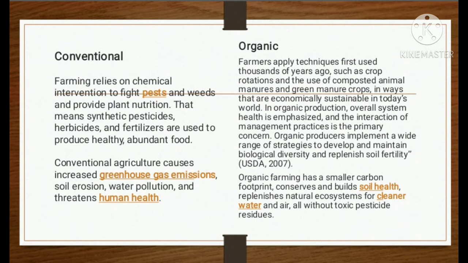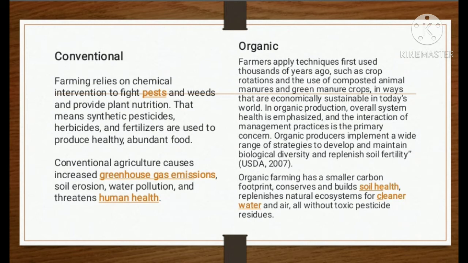While in organic, farmers apply techniques first used thousands of years ago, such as crop rotations and the use of composted animal manures and green manure crops in ways that are economically sustainable in today's world. In organic production, overall system health is emphasized, and the interaction of management practices is the primary concern. Organic producers implement a wide range of strategies to develop and maintain biological diversity and replenish soil fertility.